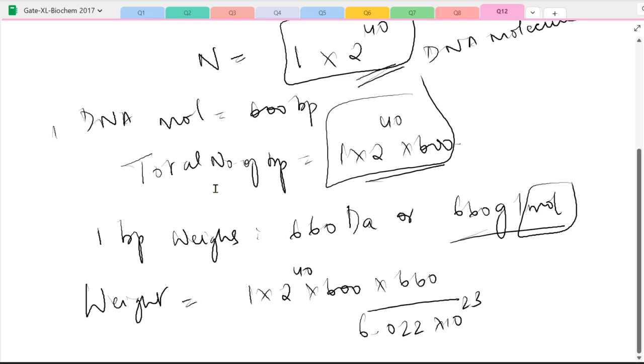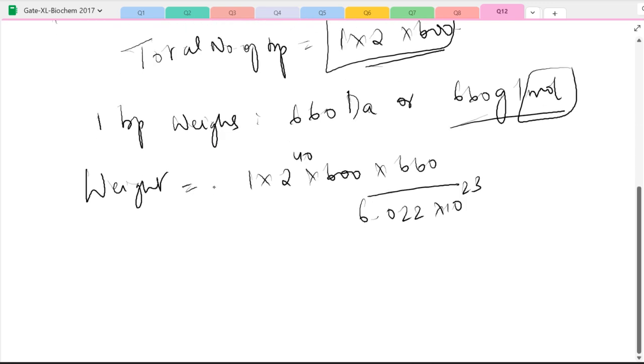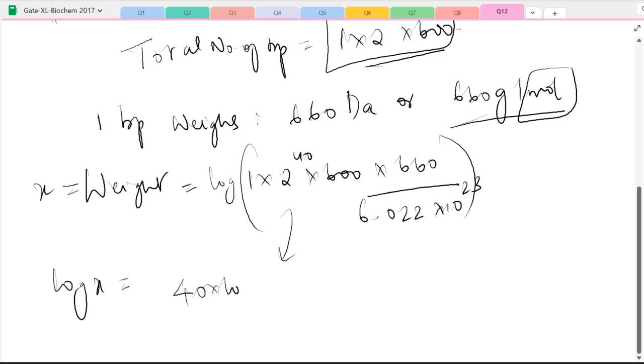Now, if you look at this calculation, this can get really messy because you have a 2^40, which is a very big number, and you have a denominator with this. So let me just write this weight as say x. Now I'm going to take logarithm on both sides. So log x will be equal to log of this entire number, right? That will be equal to 40 into log 2.